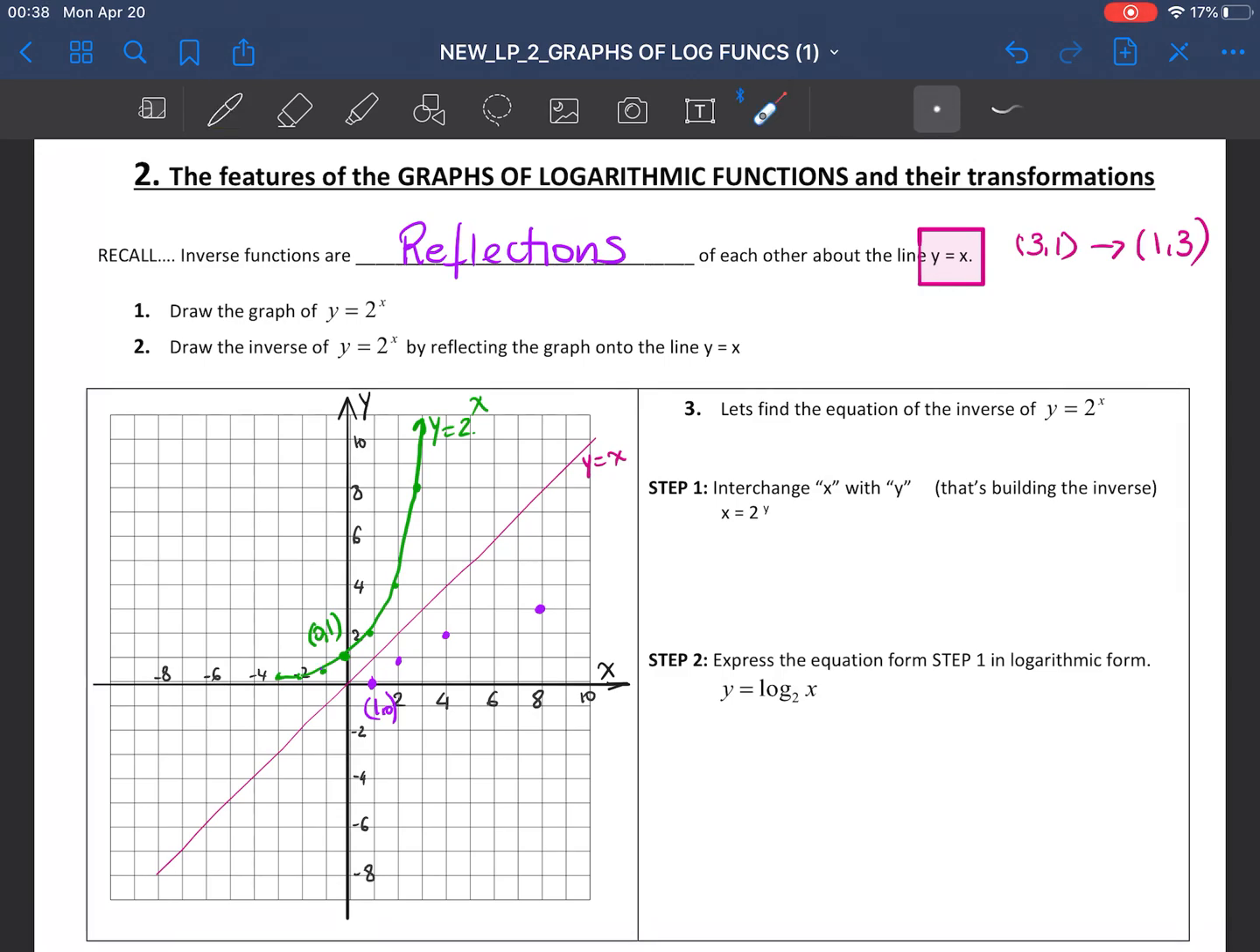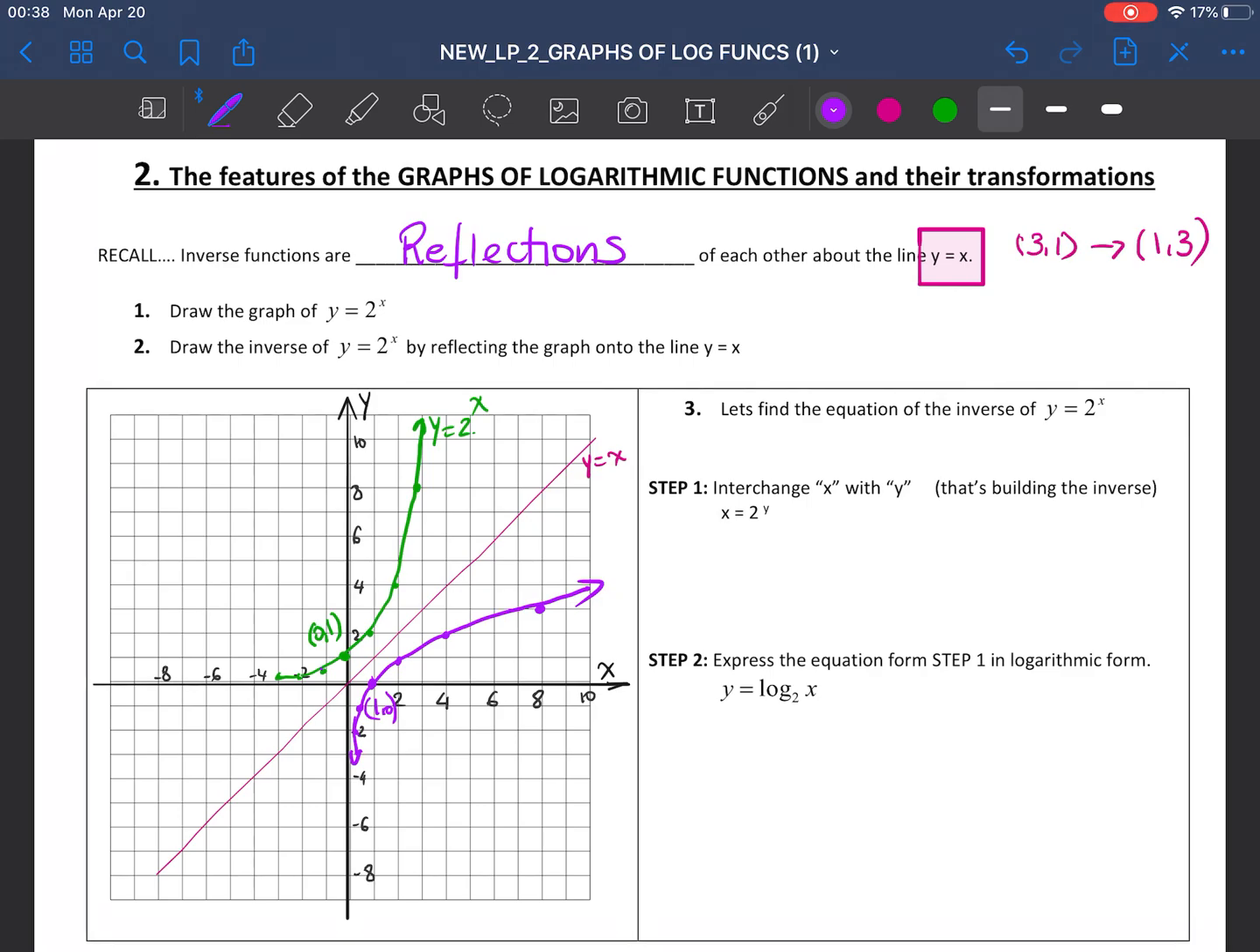Similarly, we have the point x equals negative 1, y equals 0.5. So that will change to become x equals 0.5, y equals 1. So the point will come down here. Next, x equals negative 2, y equals a quarter, will become (a quarter, negative 2). And so on. So here we go. I introduce you to the graph of a logarithmic function, or the inverse of y equals 2 to the power of x.